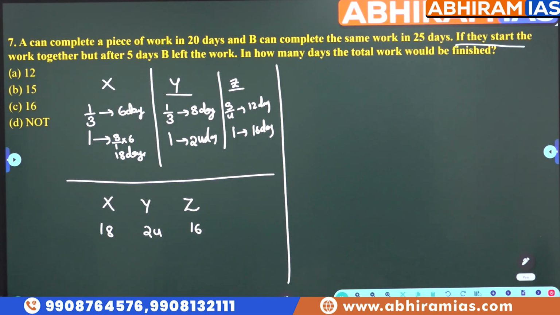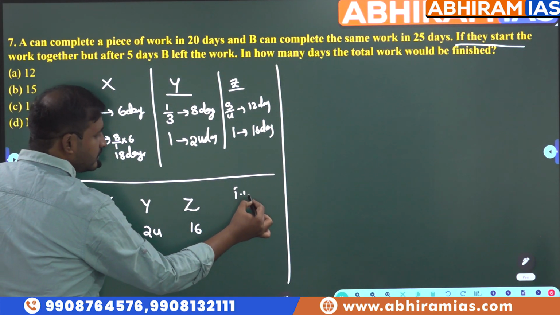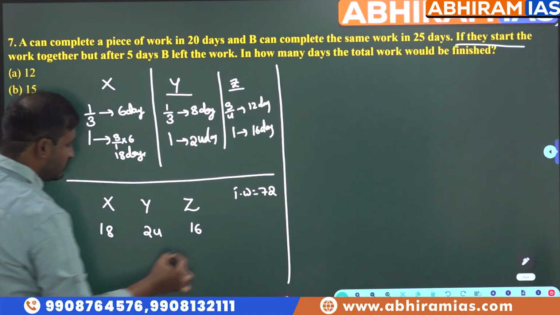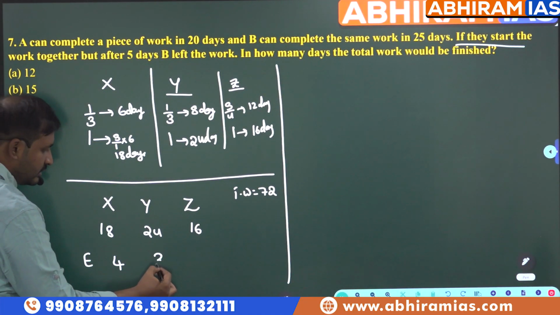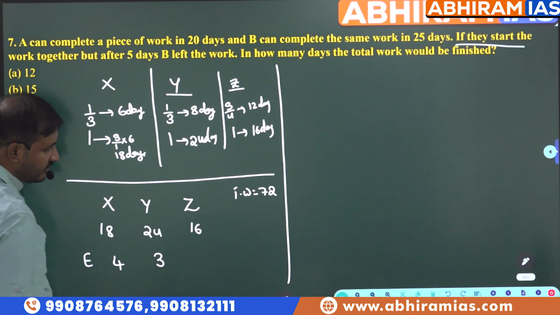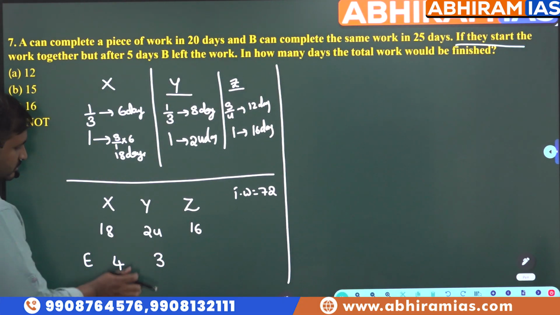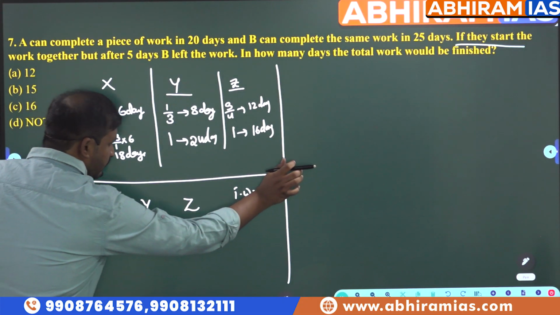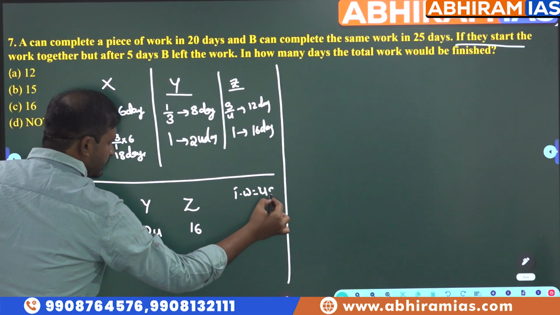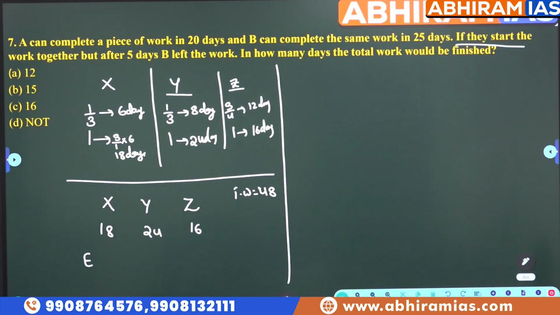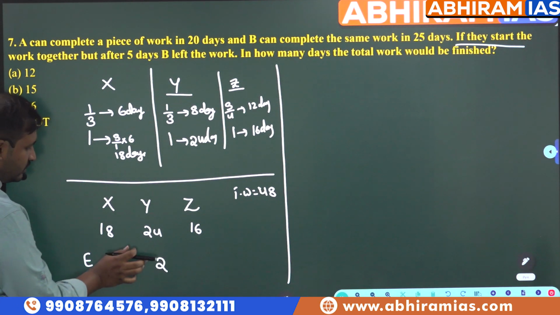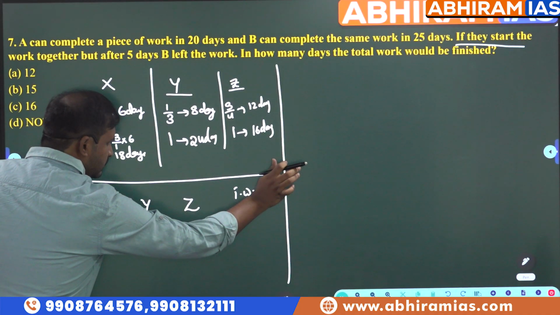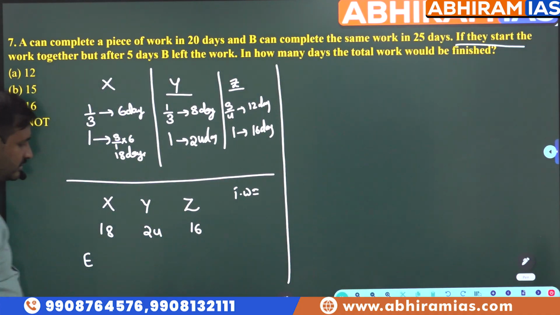72. So total work becomes 72. So what are their efficiencies? 4, 3 and... 48? Sorry, 48 is not right. Look at the LCM again.